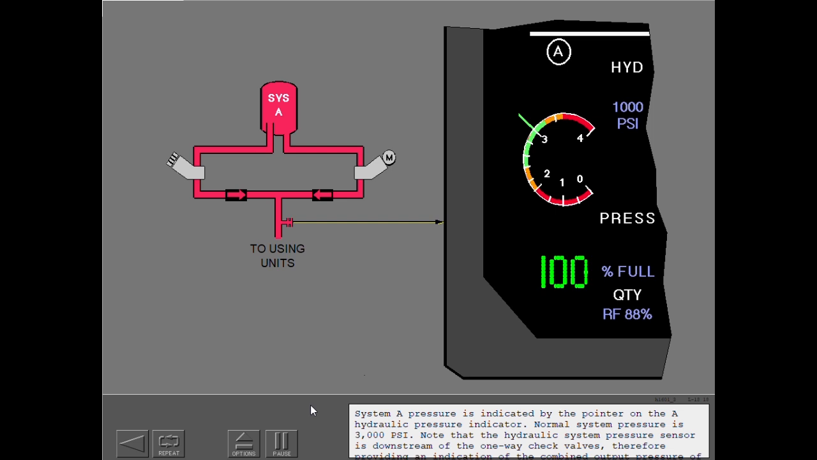Note that the hydraulic system pressure sensor is downstream of the one-way check valves, therefore providing an indication of the combined output pressure of both pumps. Normally, both pumps are operating. However, one pump can provide normal pressure of 3,000 psi.